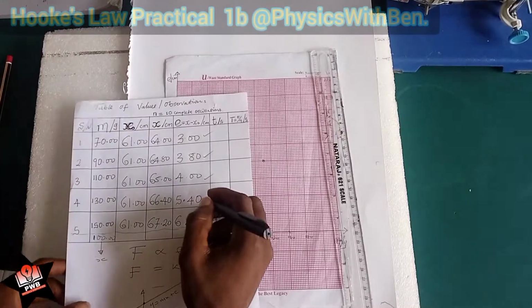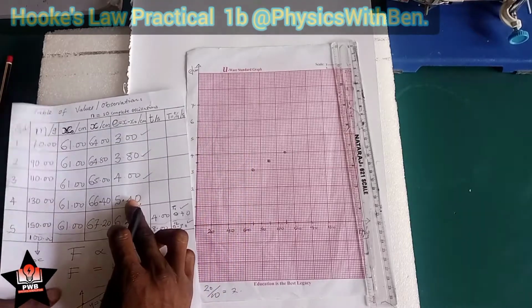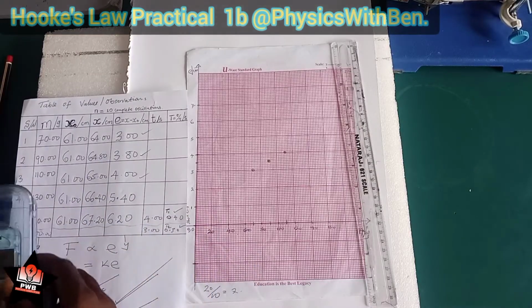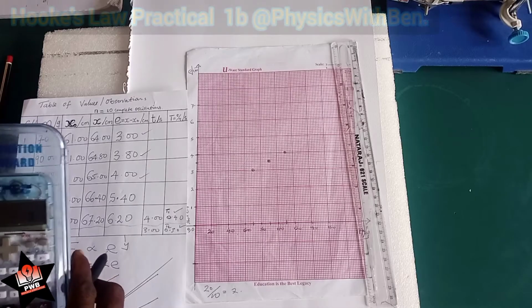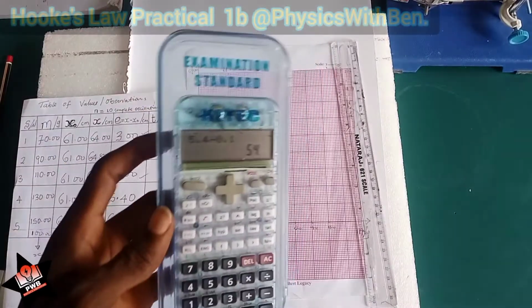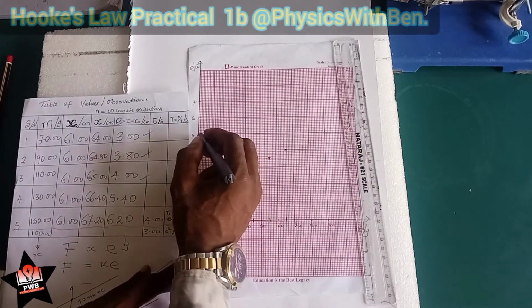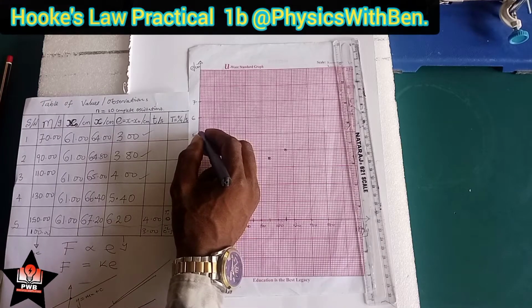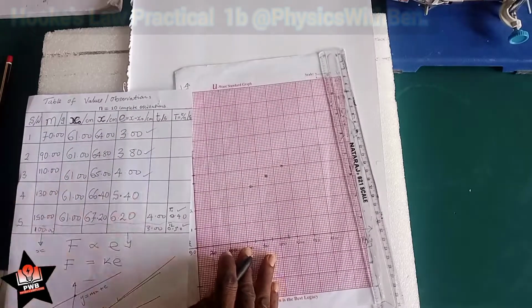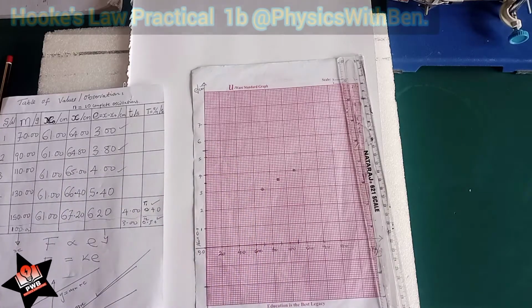The next one is 5.4. How do we locate 5.4 here? Precisely. 5.4 divided by the value for each small box. We have 5.4 divided by 0.1. That will give us 54. That is 54 small boxes. So let's count. This is 10, 20, 30, 40, 50, 1, 2, 3, 4. 54 is right here.